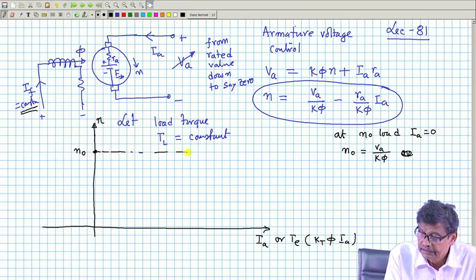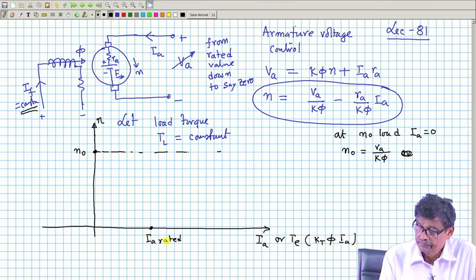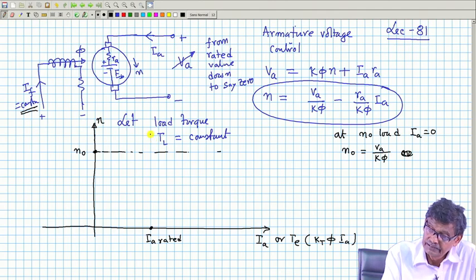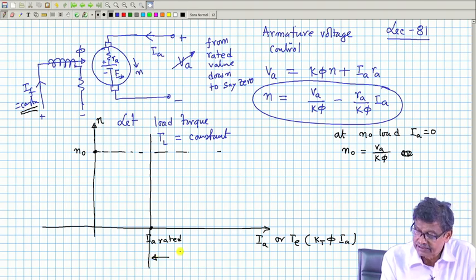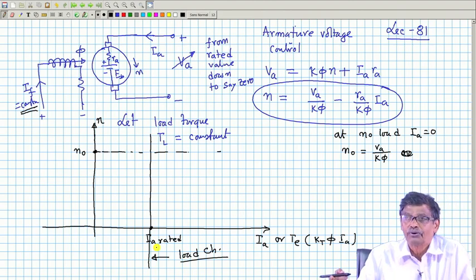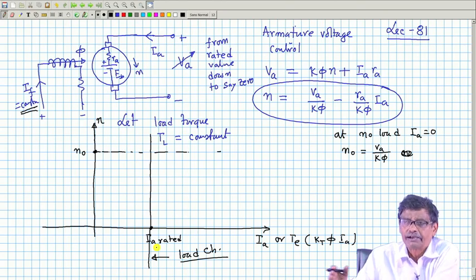Now, suppose this is the rated current of the armature, I A rated. Corresponding to this, rated torque will be phi into I A in Newton meter. So, this vertical line is the load characteristics, mechanical load characteristics, mind you, speed versus torque, how much torque your load demands so that it can run at a given speed. It has nothing to do with your electrical motor, it is its own separate characteristics.